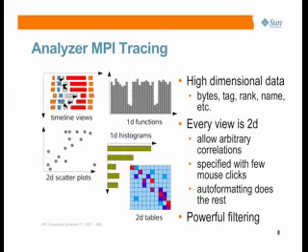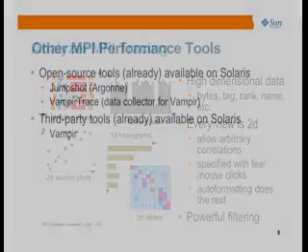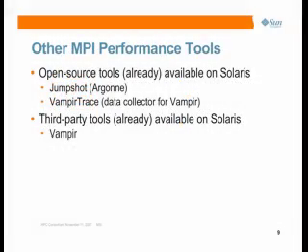And there are actually also other MPI performance tools available. Some of them are already available on Solaris and, for that matter, Linux: JumpShot and Vampir Trace. And there's a third-party version of Vampir that's also already available on Solaris.